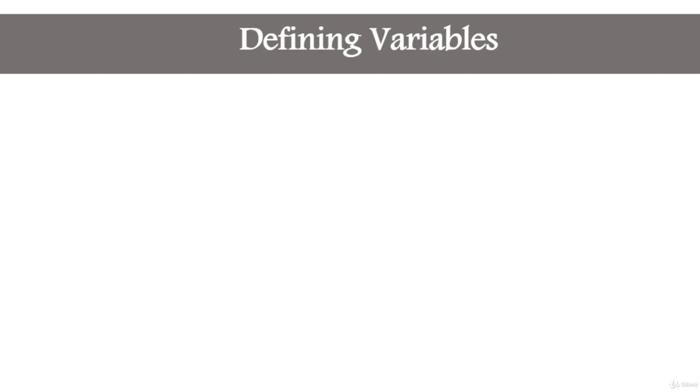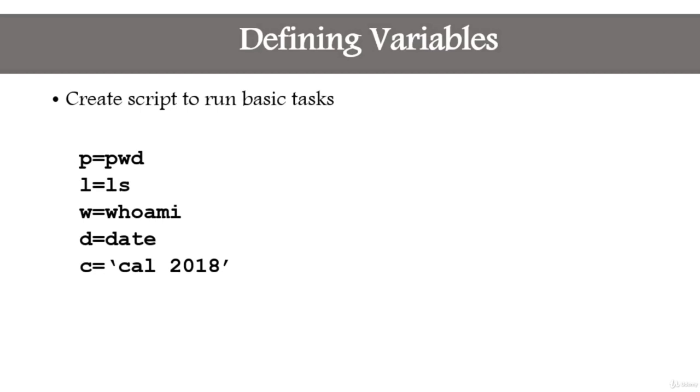So what exactly is a variable? Let's look at this list that I have. Now you see I have defined a variable for P. I have put it as pwd. For L it is just simply ls. W is for whoami, D for date, and C for cal 2018. So these are the variables. The variables are the first letters P, L, W, D, C, and the commands inside of those variables are the ones on the right hand side.